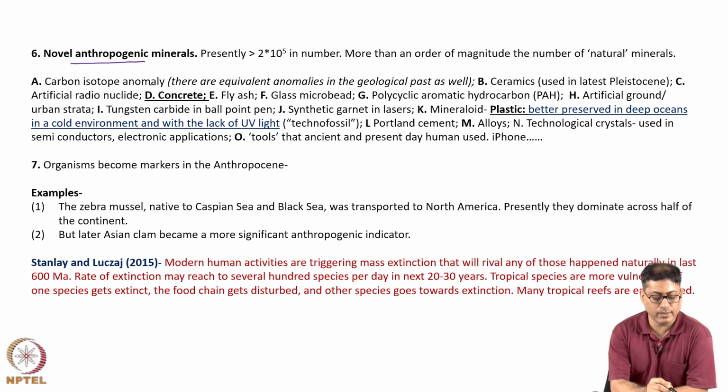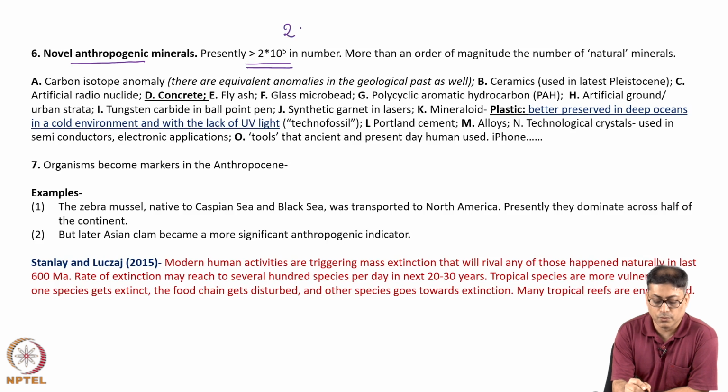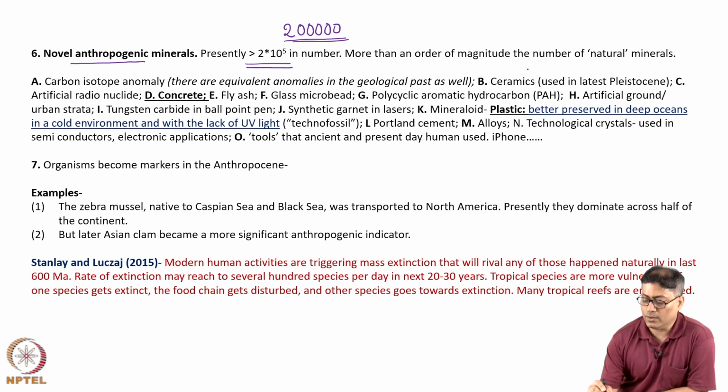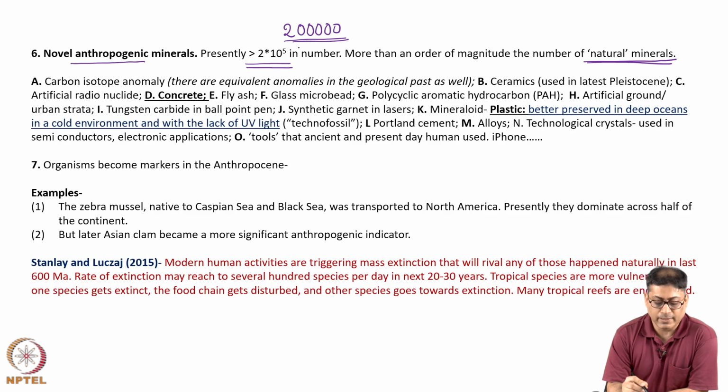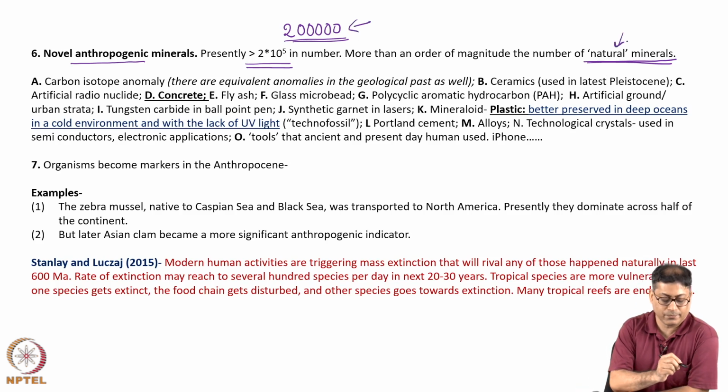How many novel anthropogenic or man-made minerals can we think of? It is surprising to note that the number is huge, 2 lakh, which is more than an order of magnitude greater than the number of natural minerals. So, at present, if we look at the number of natural minerals on the earth and the artificial materials that have been created by human beings, the latter has significantly outnumbered natural minerals.